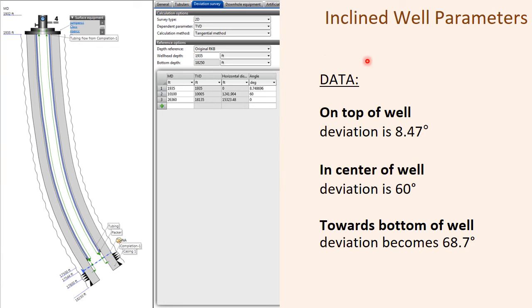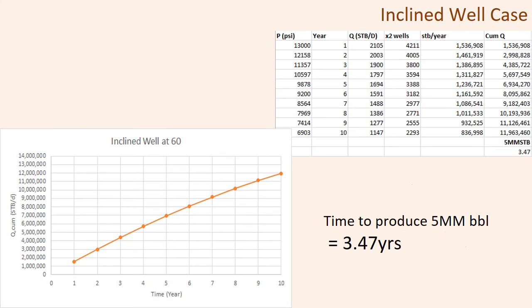Here's our inclined well parameters. As you can see, we start up at the top and it slowly deviates to 8.47 degrees, and then around 10,100 feet we deviate to 60 degrees with a total displacement of 68.7 degrees. For our inclined well case, as you can see, we ran out of our 5 million reservoir barrels around 3.47 years.